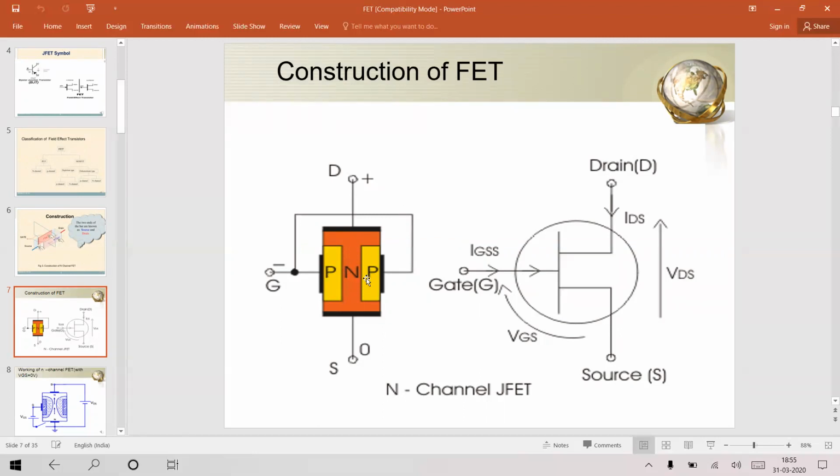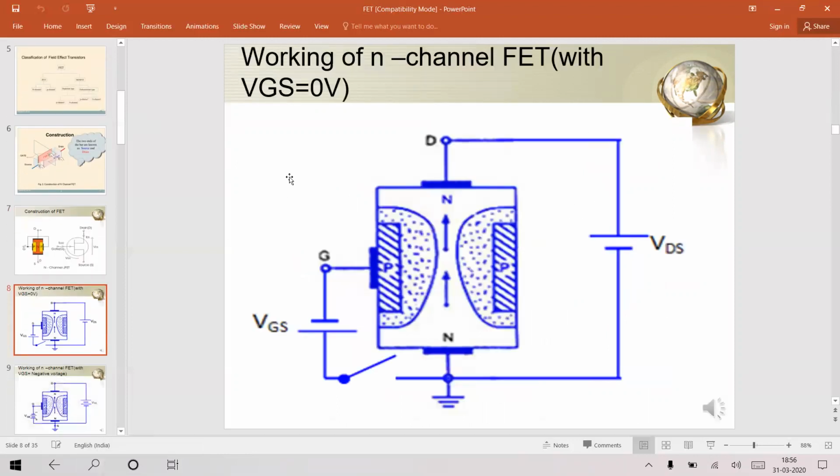That is how we can draw some concept from looking at the cross-sectional view of this FET. The symbolic representation is this, as I showed in the previous slide. A symbolic inward arrow says it is an N channel FET with the three terminals: source, drain, and gate. Next, after constructional details, working of N channel FET with VGS equal to 0.